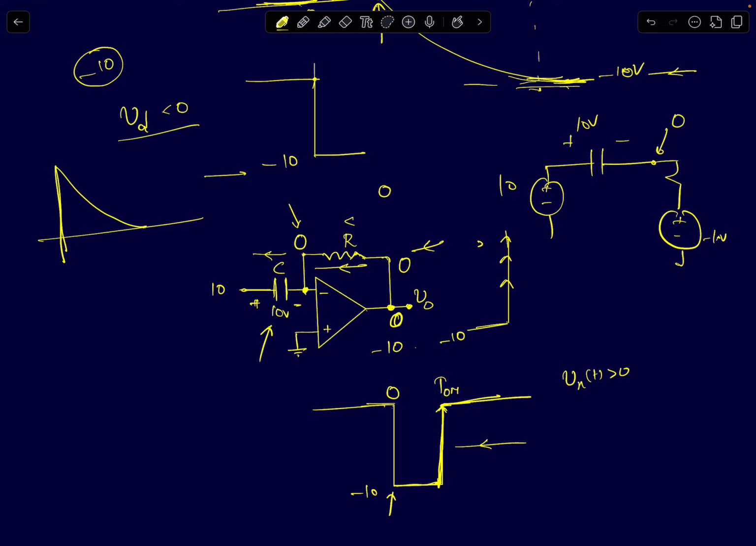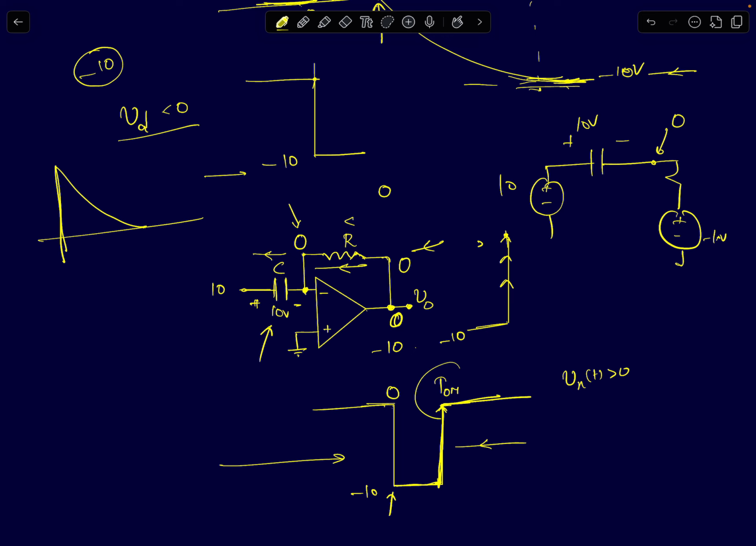It tries to rise from minus 10, comes to 0 and settles at 0, because from that point onwards there is no other incentive for the circuit to change. So it has reached a steady state operating point. So this is how the output should ideally look.